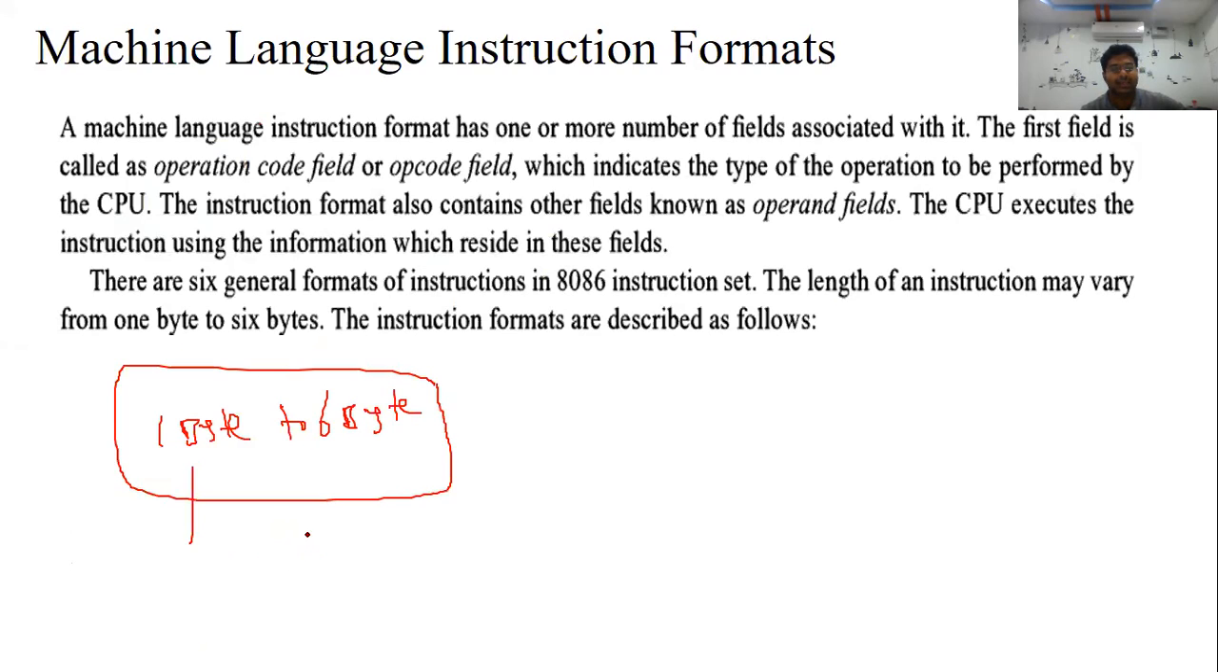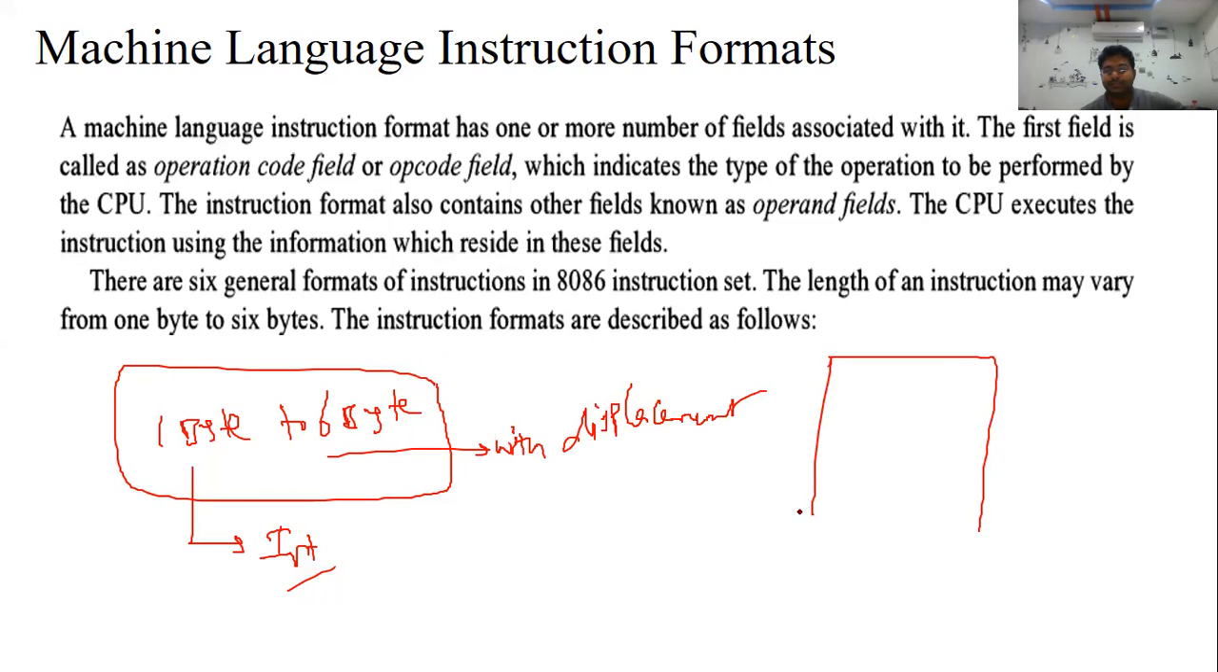Like the INT operation, this operation has a 1 byte instruction, an immediate operation. For a 6 byte instruction, as you saw in the last class, we represent it with the displacement. So it may have a 6 byte instruction. A 6 byte instruction means like this: the first byte is the opcode. First byte means 8 bits; 1 byte means 8 bits.